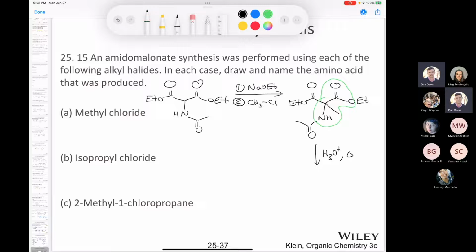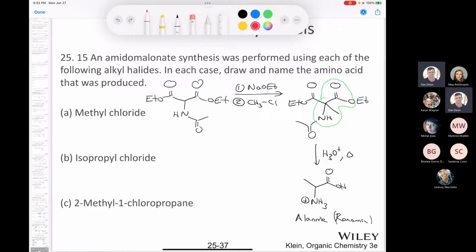So you can see that we end up with alanine, right? We end up with our carboxyl group. We have a protonated amine down here, and we have a methyl group over here. So we end up with alanine, and it is racemic.